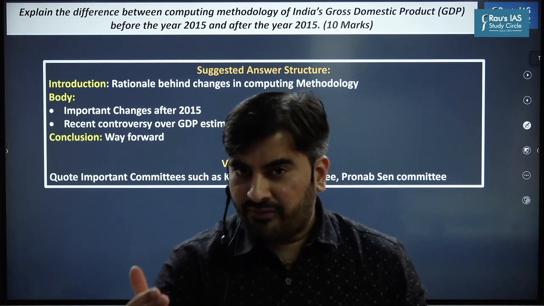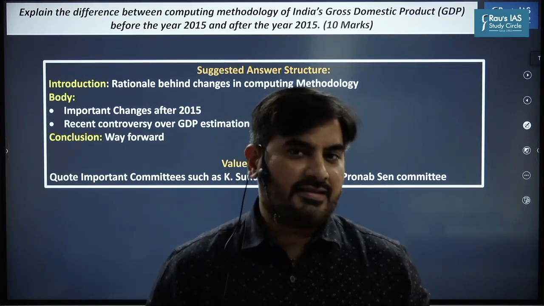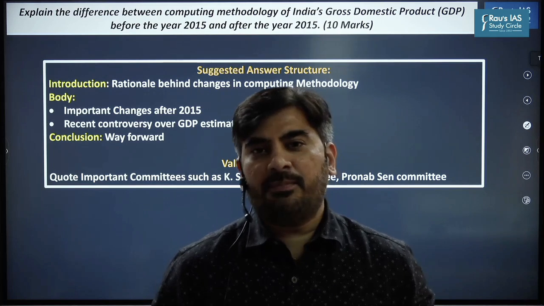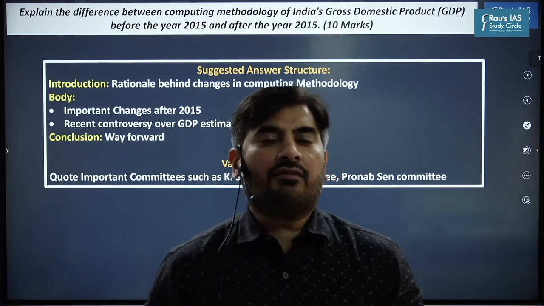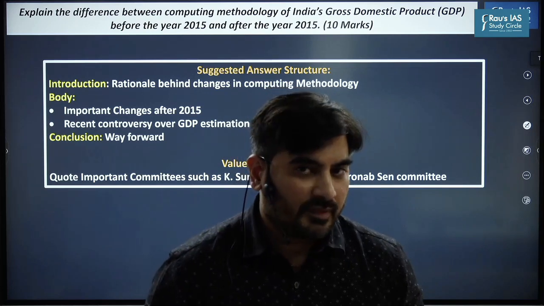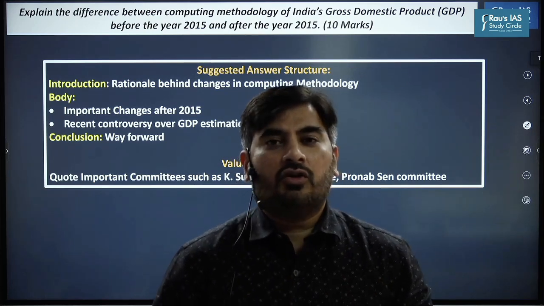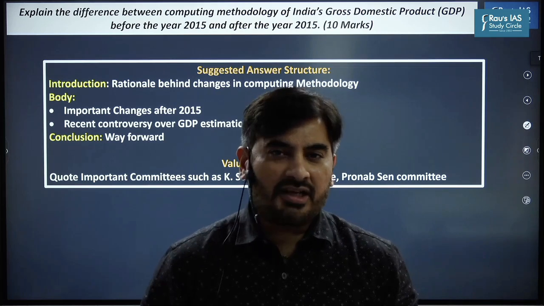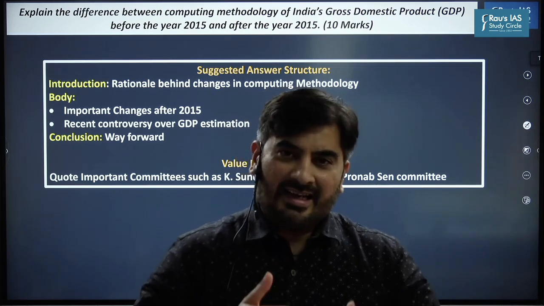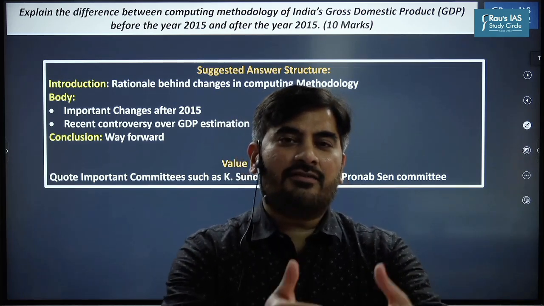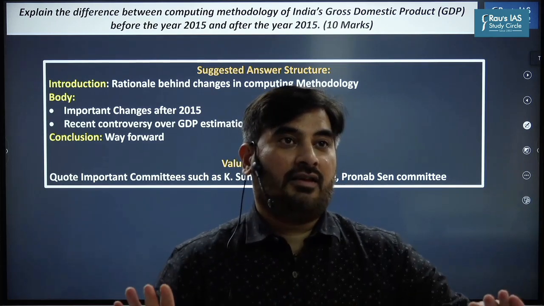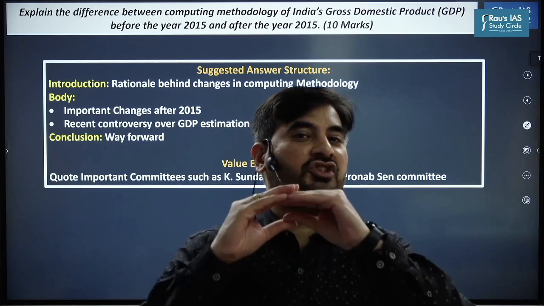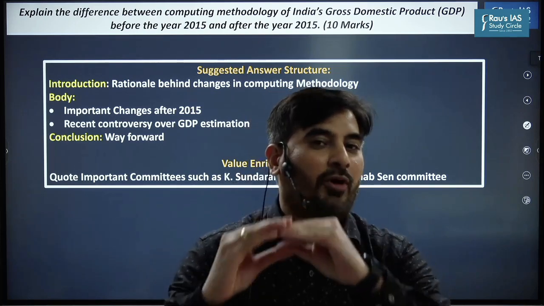So here, you could incorporate the fact that in the introduction, you could write, in the year 2015, Central Statistical Office changed the GDP computation methodology on the recommendations of K. Sundaram Committee. This was done to bring India's GDP computation methodology in line with the international standards of System of National Accounts 2008. That's it. Your introduction should be very short, very precise, to the point.